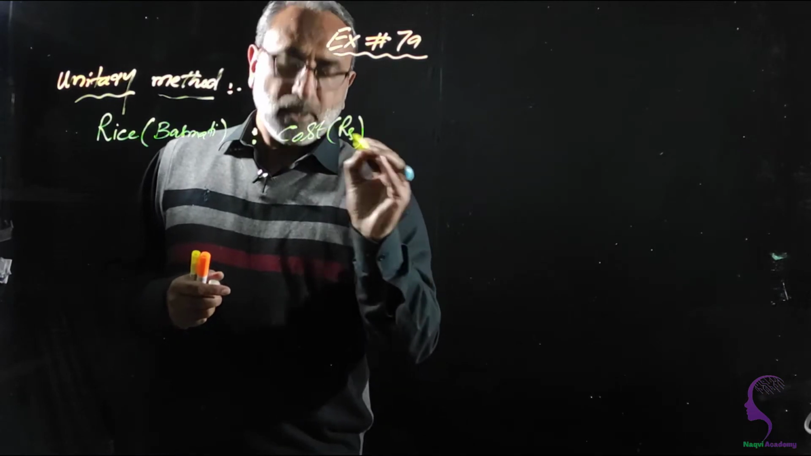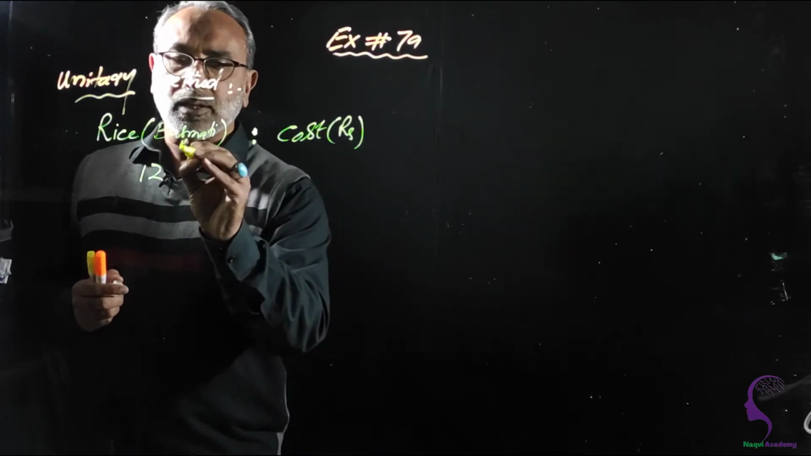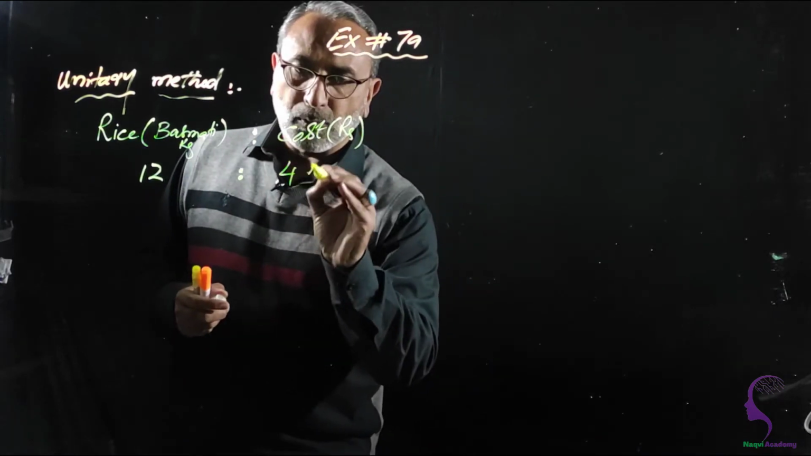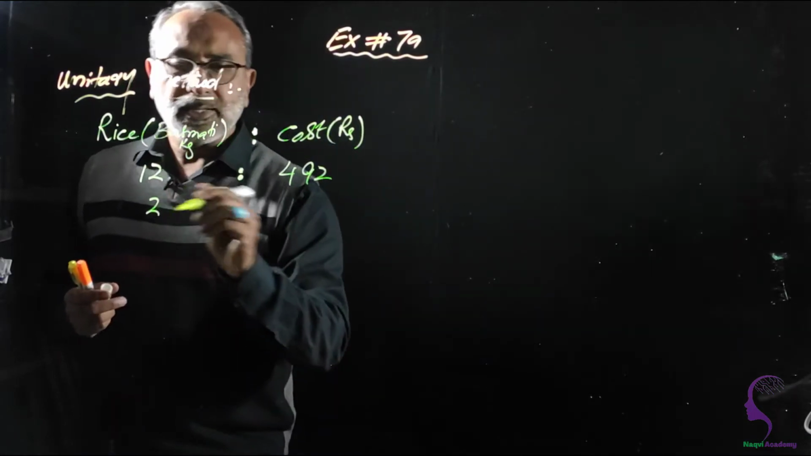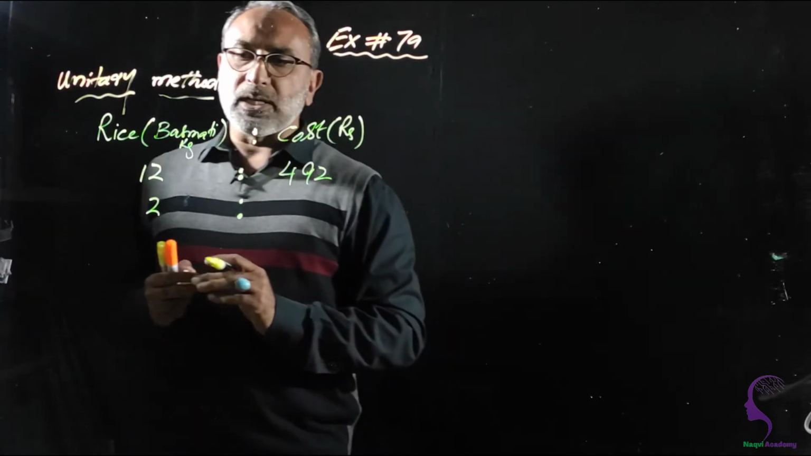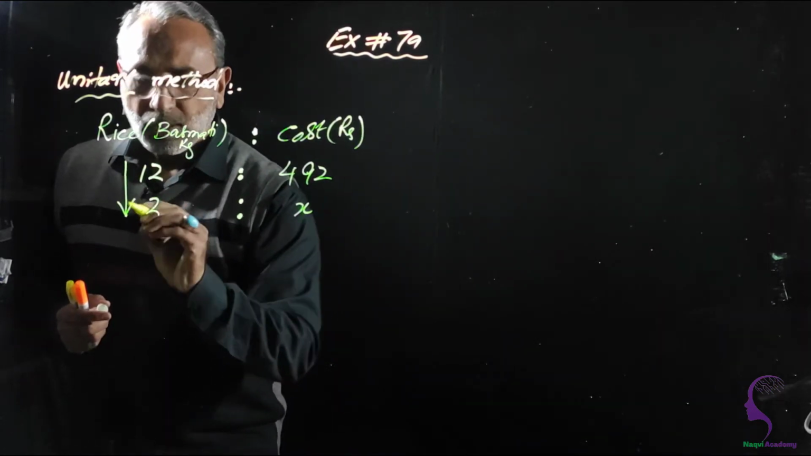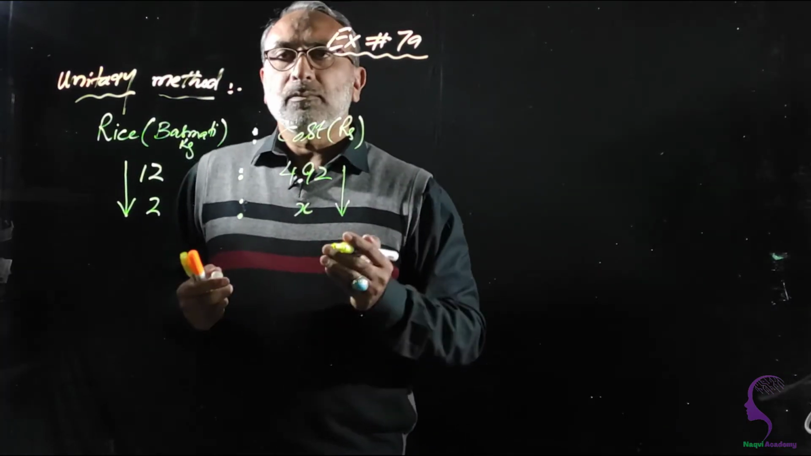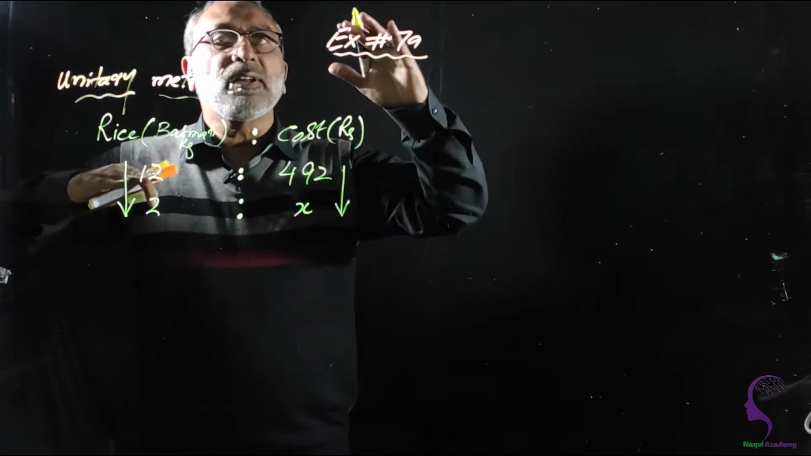Cost in rupees. How much? 12 kg basmati rice costs 492 rupees. So find the cost of 2 kg. Basmati rice is going to decrease, meaning we need a smaller quantity, 2 kg. What is its price? If the kg is less, the rice will come for less money. Less, simple ratio. This is also direct proportion. One quantity decreases, the other also decreases.